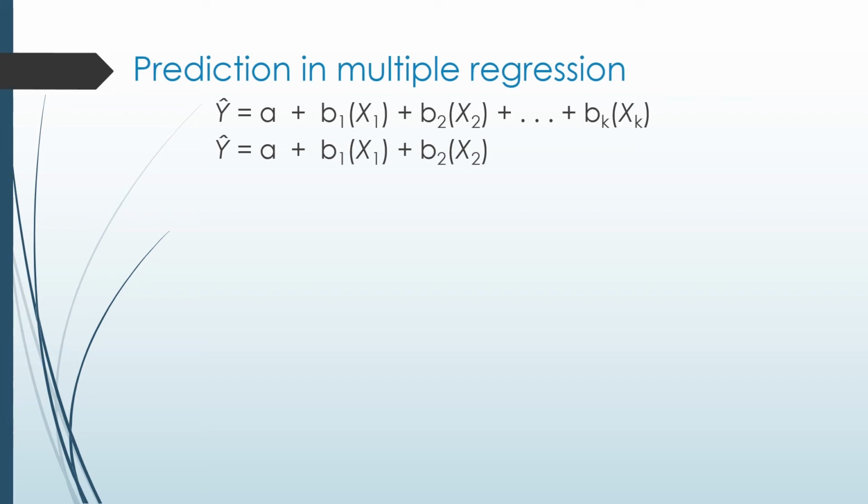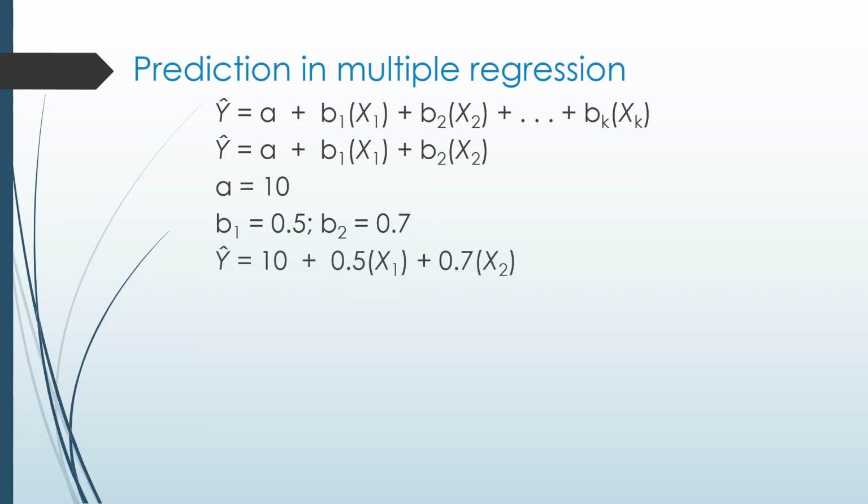So we're interested in figuring out what's the intercept, what's b1, what's b2, so that we can create our multiple regression equation so that we can predict what our outcome variable, our dependent variable, might be. So suppose our intercept was 10, and then b1, our slope or our coefficient for the first independent variable was 0.5, and for the second it was 0.7. So we can take those numbers and plug those into the equation.